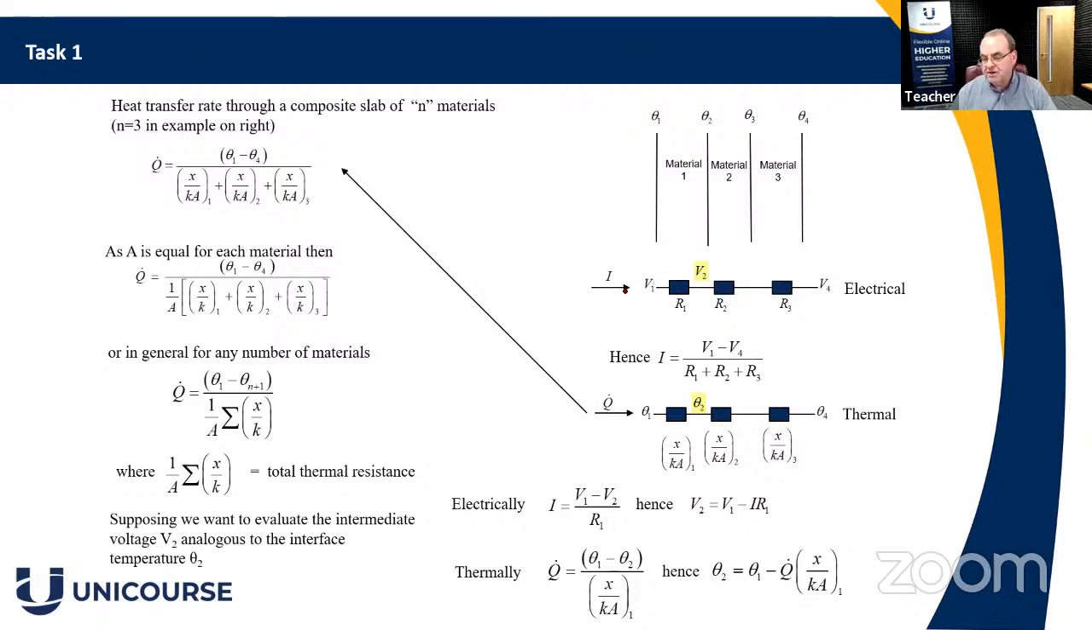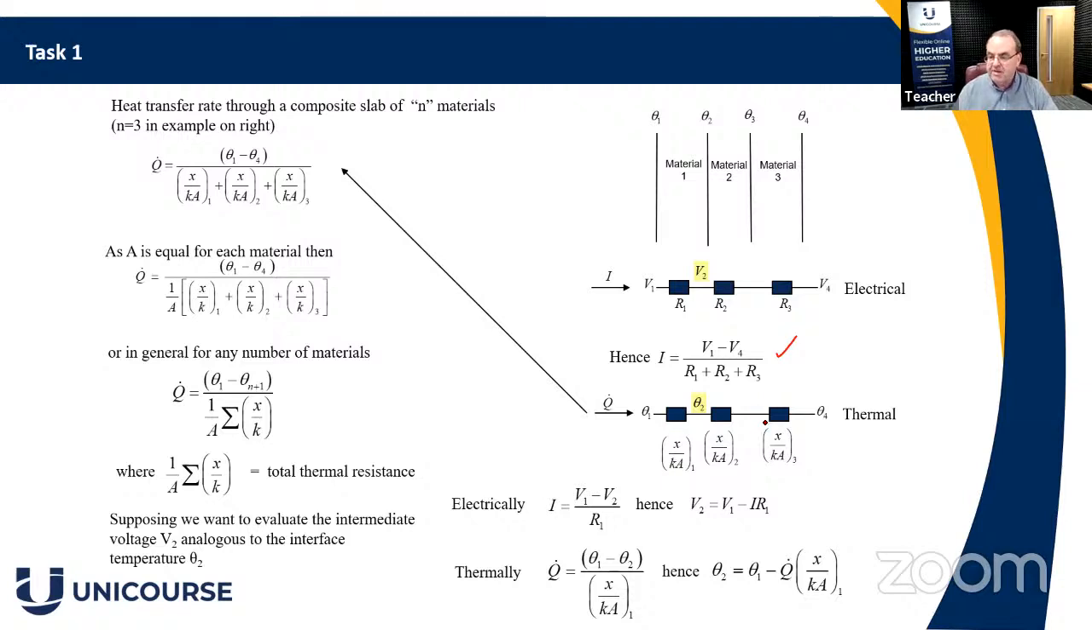Now, if we look at an electrical circuit, you remember that if you have resistances in series, the current through all those resistances is going to be the same. And there'll be a voltage drop across each resistance. So if we wanted to know what the total current was flowing through that electrical system, I would be simply equal to the potential difference V1 minus V4 divided by the sum of the resistances, which is R1 plus R2 plus R3.